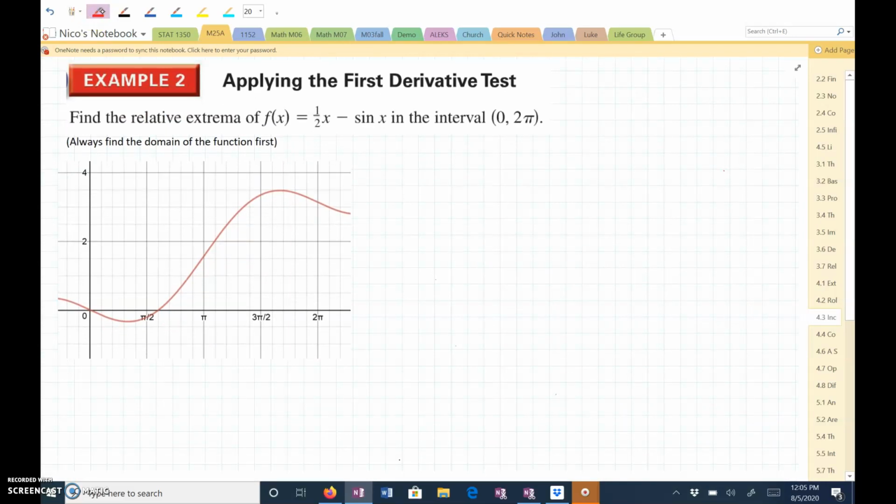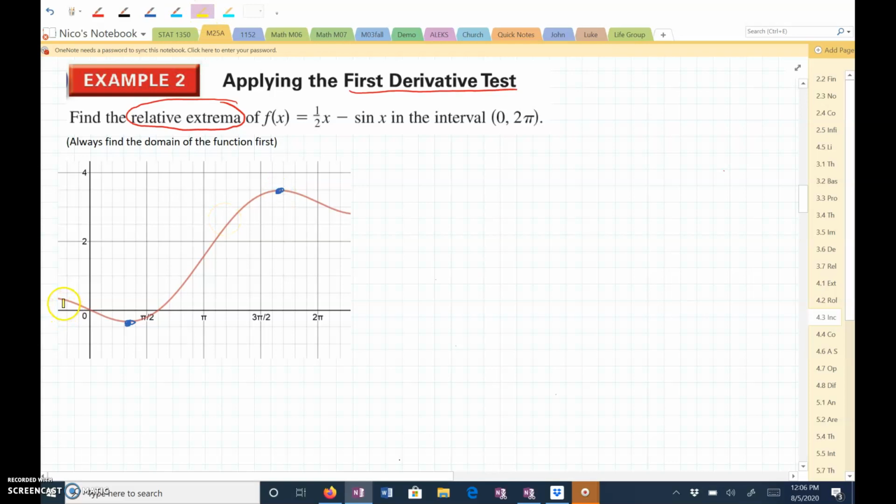Find the relative extrema of the function 1/2 x minus sine x in the open interval from 0 to 2 pi. So we want to find the relative extrema, the relative mins and max. We're going to do that by using the first derivative test. This graph, you wouldn't be given on a test, but this would be the relative min, this would be the relative max.